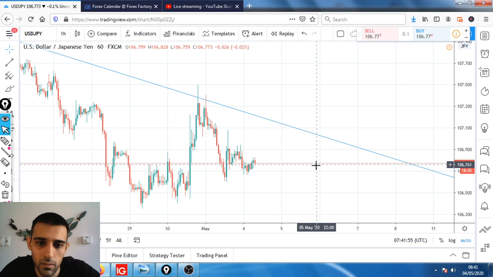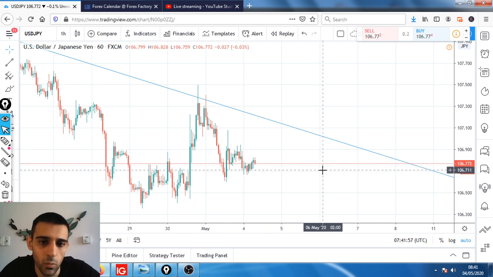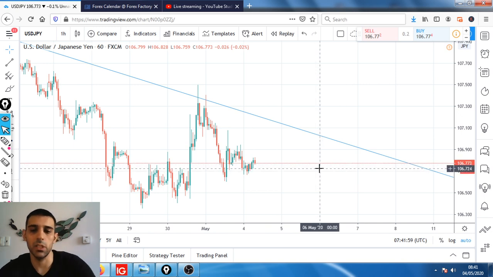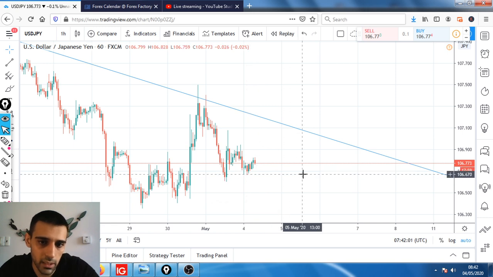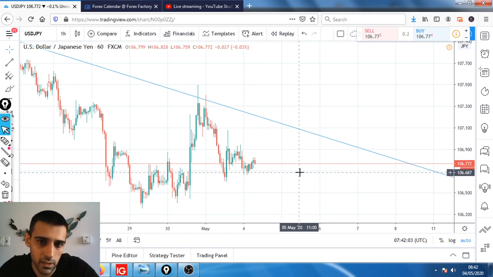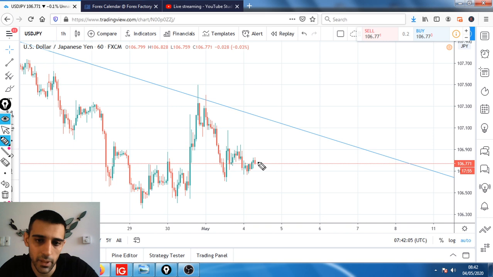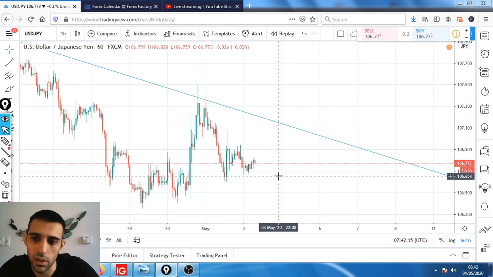So in this case, I would more likely wait and see what the price will do. I want to see the price coming down in the next couple of hours, ideally down to this one, testing these 1-hourly lows, which is at 106.65. Actually, it's not that far away.